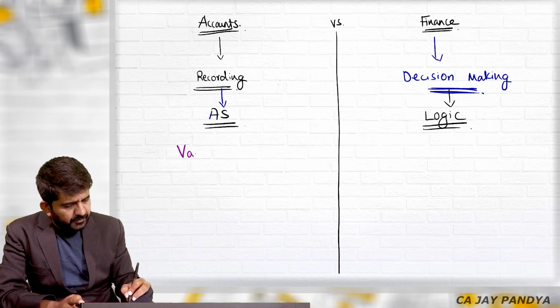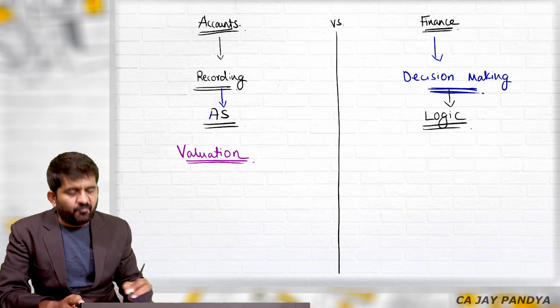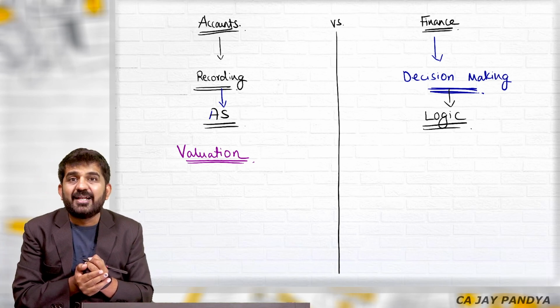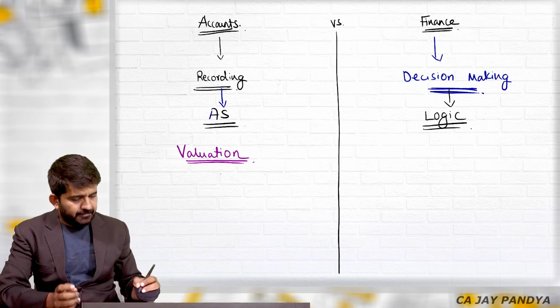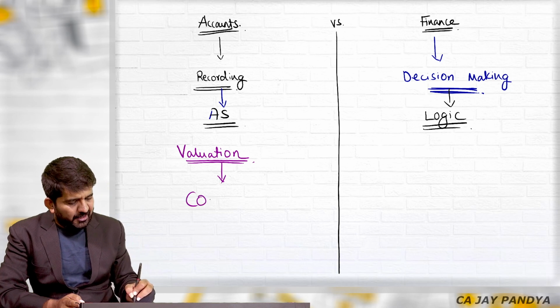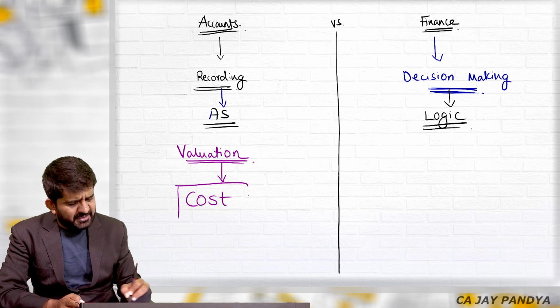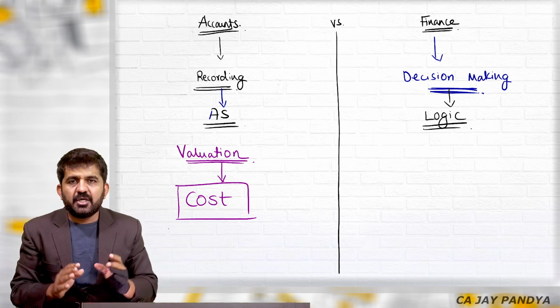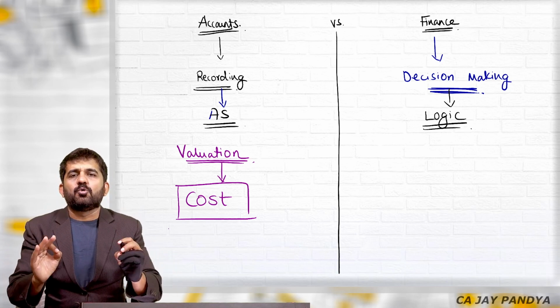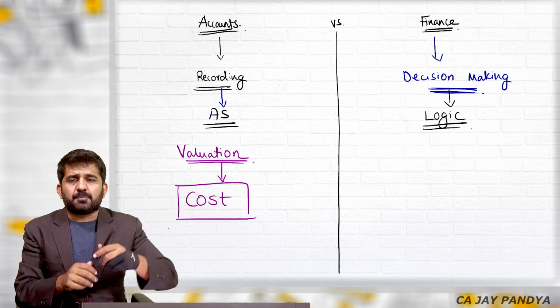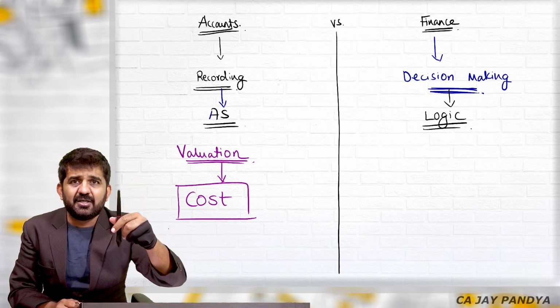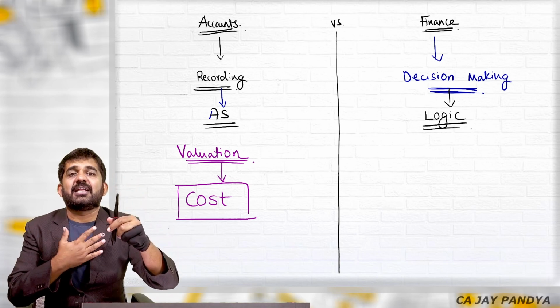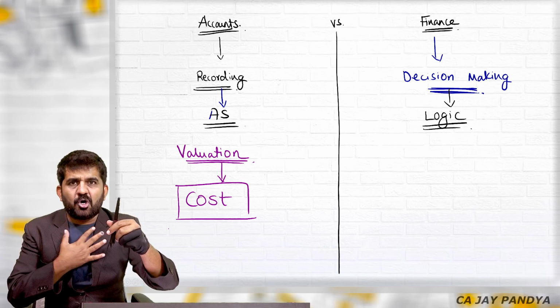Whenever something is valued in accountancy, it is valued at cost. If it is an asset, it is cost minus depreciation, but practically it is cost. Anything in accountancy is valued at cost. So this pen might be worth 1 crore rupees, but I have purchased it at 10 rupees. What is my cost? 10 rupees.